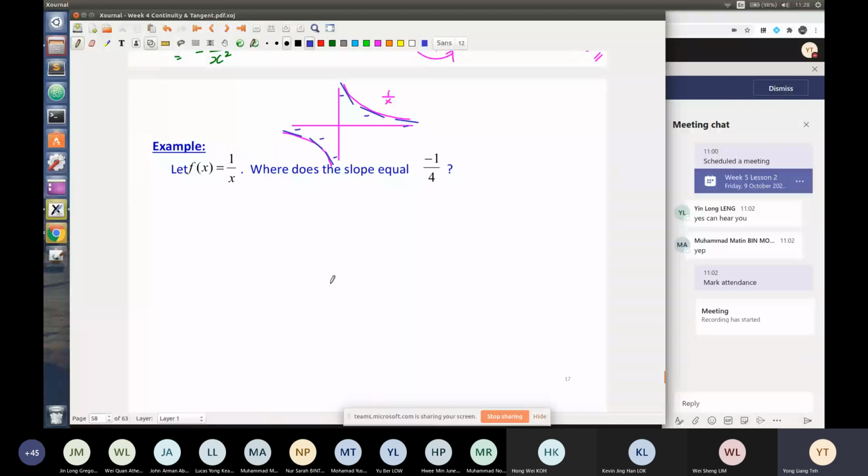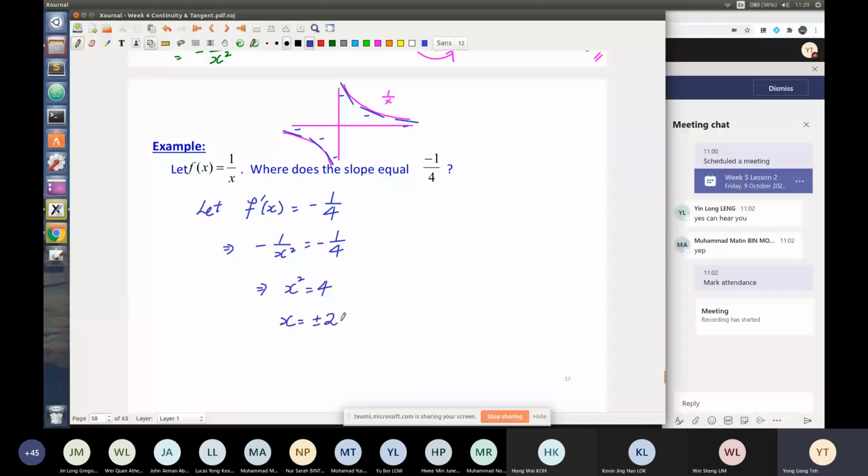So with that, we can easily solve this problem here. Where is the slope equivalent to minus 1/4? Because we know what our f prime is already, we just use it accordingly. So let f prime of x equal minus 1/4. But f prime of x is minus 1 over x squared. So this is minus 1/4. Hence, by inspection, we can see that x squared must be equal to 4. So x is equal to plus minus 2.